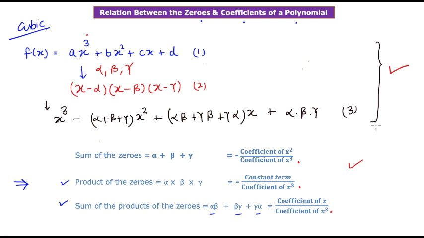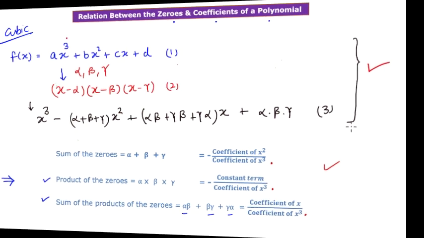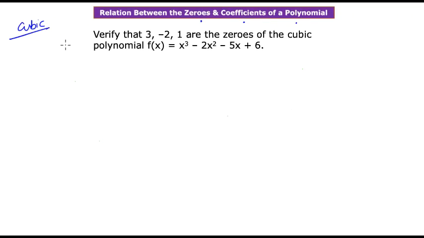So with that, let's take a look at some example problems, and we will utilize one of these 3 forms to solve our required task. The first problem is: verify that 3, -2 and 1, these 3 numbers, are the zeros of a cubic polynomial given as such, right? And the task is very simple.